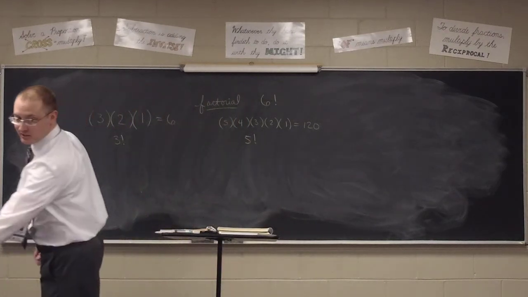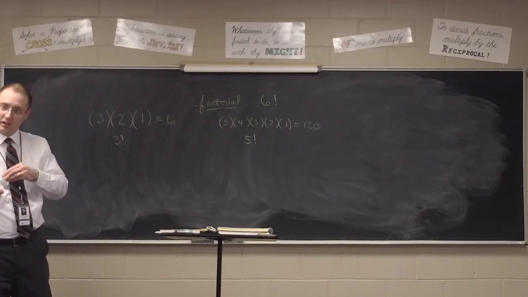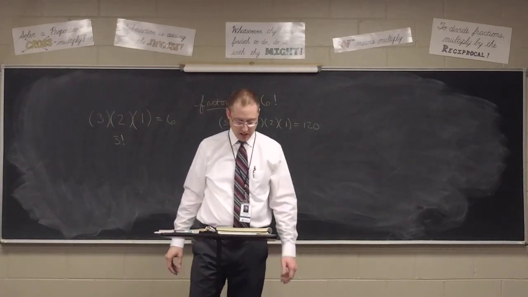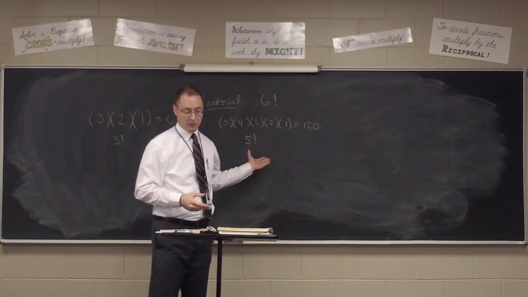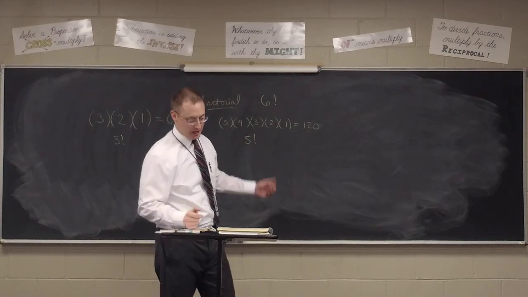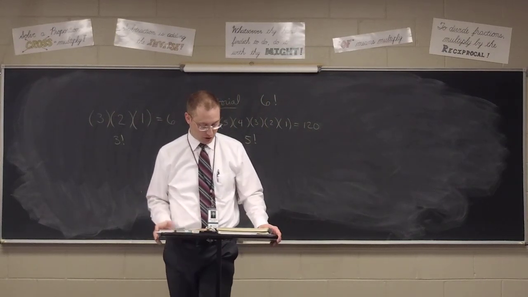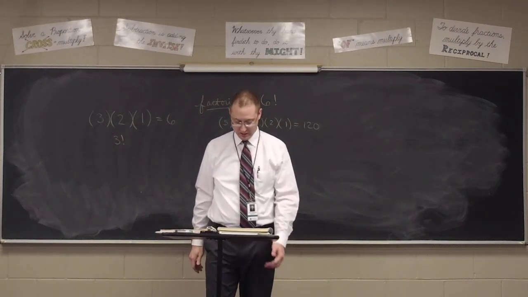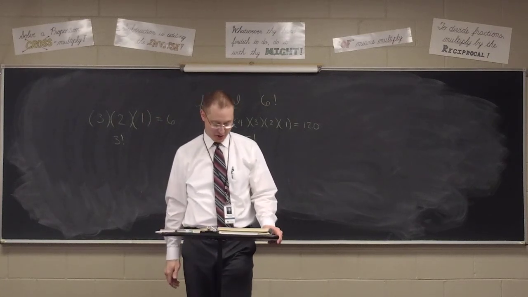Good, Scott. Good, Lana. And Joshua. Class, how would we write number 1? 5 exclamation point. Read 5 factorial, but written 5 exclamation point. Number 2. 7 exclamation point or 7 factorial. Number 3. 4 with an exclamation point. Number 4. 6 with an exclamation point. Number 5. 20 with an exclamation point.